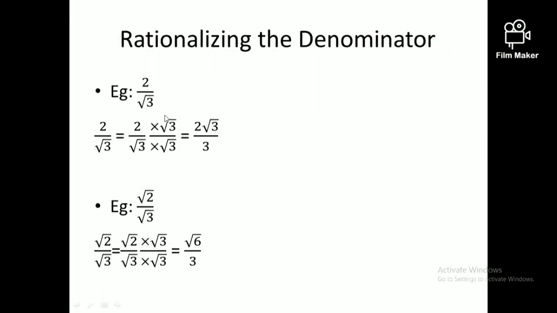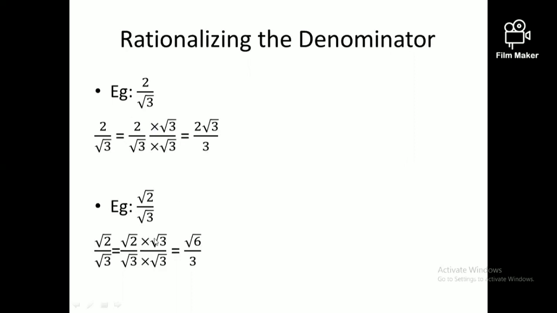Let's work out this example, 2 divided by root 3. What can you do with this? You can multiply both numerator and denominator by root 3. Then 2 into root 3 is 2 root 3. Root 3 into root 3 is root 9, that is 3. If you are not sure about it, use your calculator and multiply root 3 with root 3 and see whether you get the same answer.